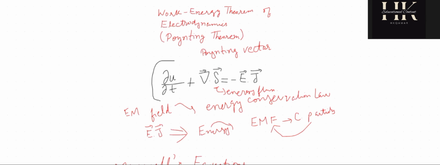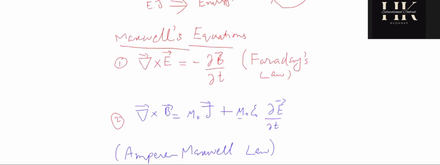Then we started our derivation using Maxwell's equations. We used these two Maxwell's equations to derive the Poynting theorem. The first equation was Faraday's law, ∇×E equals minus ∂B/∂t. The second is the Ampere-Maxwell law, ∇×B equals μ₀J plus μ₀ε₀ ∂E/∂t. After that, we took the dot product of this equation with E and the dot product of this equation with B.